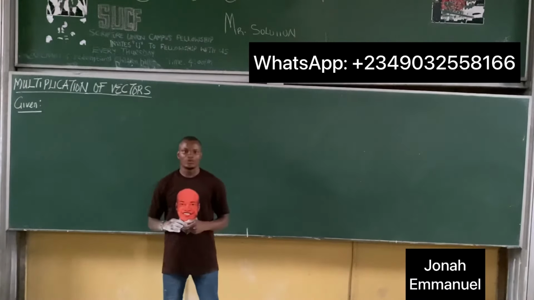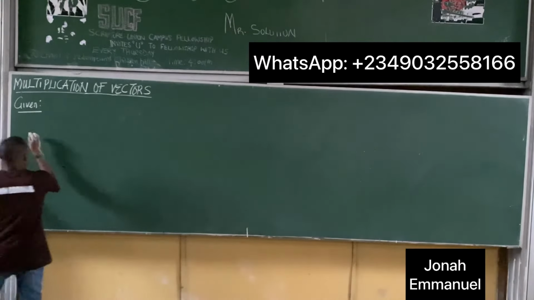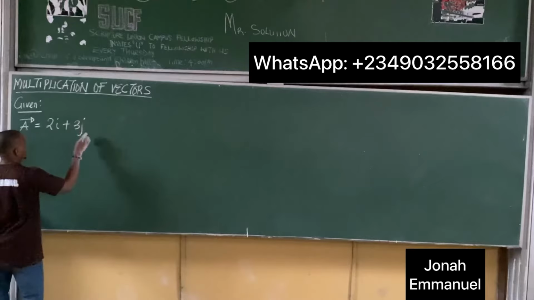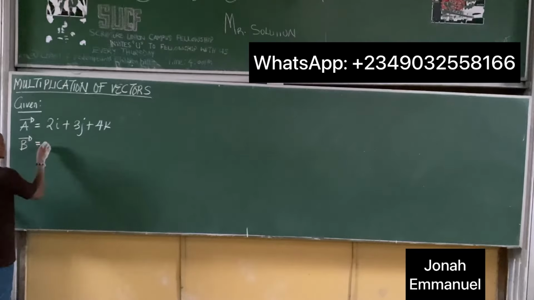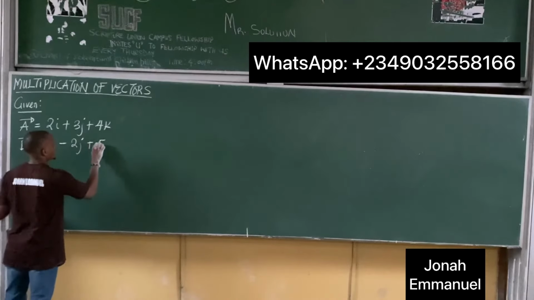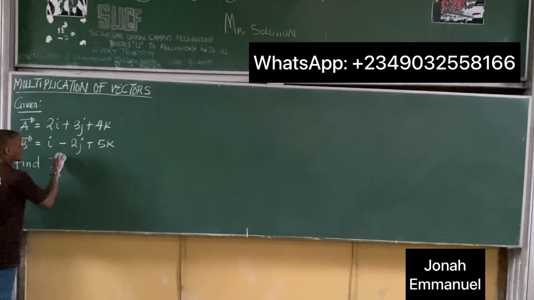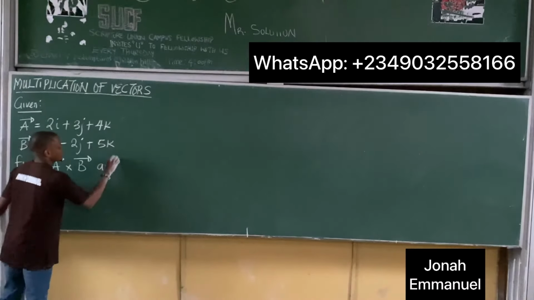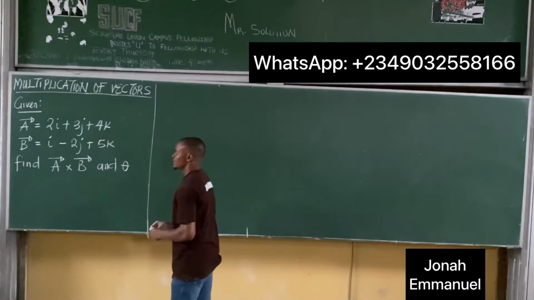So let's take one example on cross product. Given that a vector A is equal to 2i plus 3j plus 4k, and B is equal to i minus 2j plus 5k. Find A cross B and the angle theta, which is the angle between A and B. Alright, let's get this done.